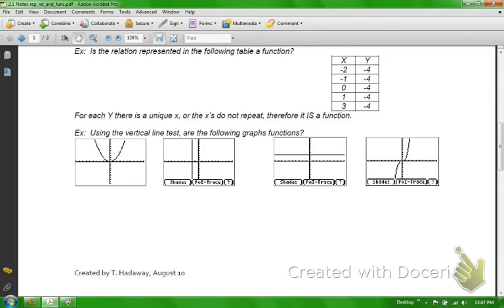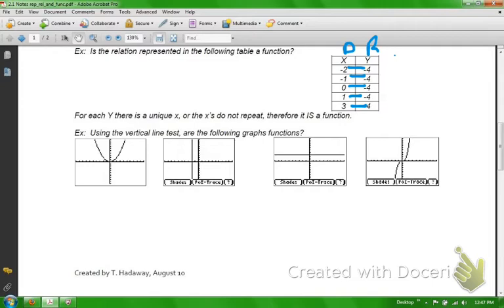Another example using just a table. Look at the table on your right. Your domain values, or your x values, are -2, -1, 0, 1, 3, and your range, or your output values, are all -4. Is this a function? Ask yourself, do the x's repeat, or do they all map to their individual number? -2 maps to -4, -1 maps to -4, 0 to -4, 1 to -4, and 3 to -4. Everything has its own partner.